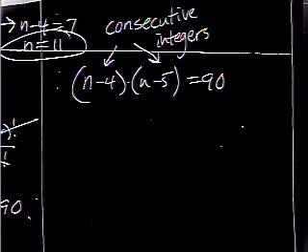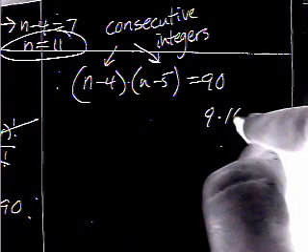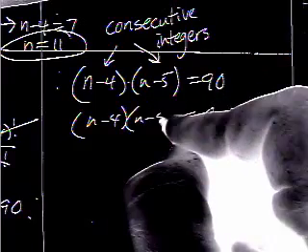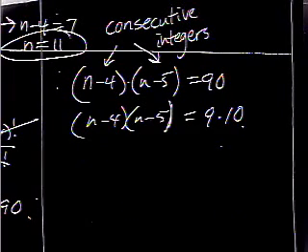So let's see here. The product of 9 and 10 would equal n minus 4 and n minus 5. Those are consecutive integers whose product is 90. Okay, so let's see here. Which one of these is bigger? Is it n minus 4 or n minus 5?